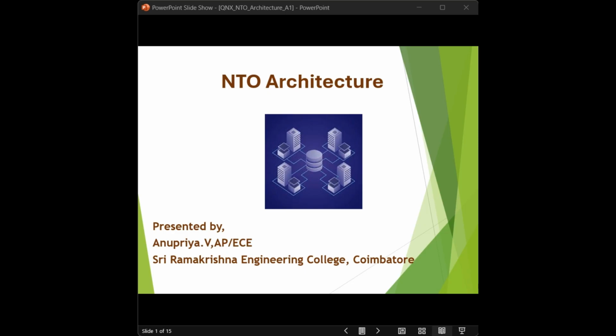In this session, we are going to explore the architecture of QNX Neutrino real-time operating system. Now, this real-time operating system is widely used in real-world applications such as automated infotainment systems, industrial automation, and even medical devices. So, understanding this architecture is very important if you are working in embedded systems or any real-time applications.